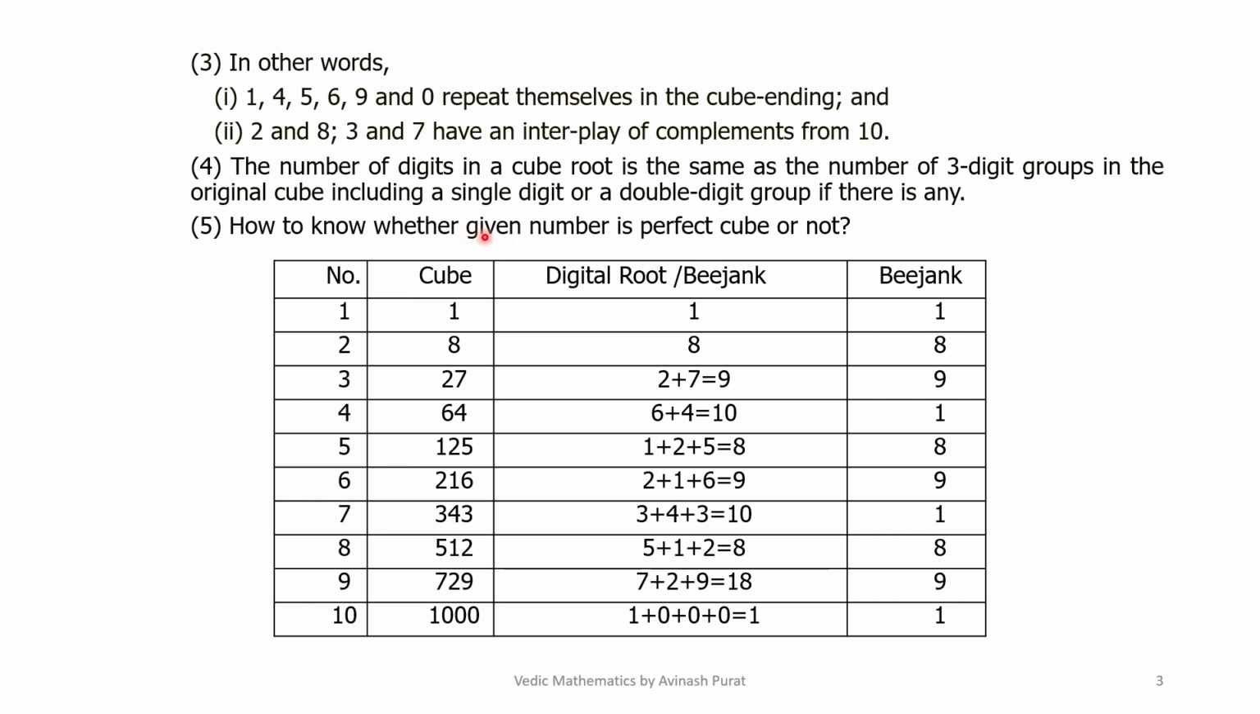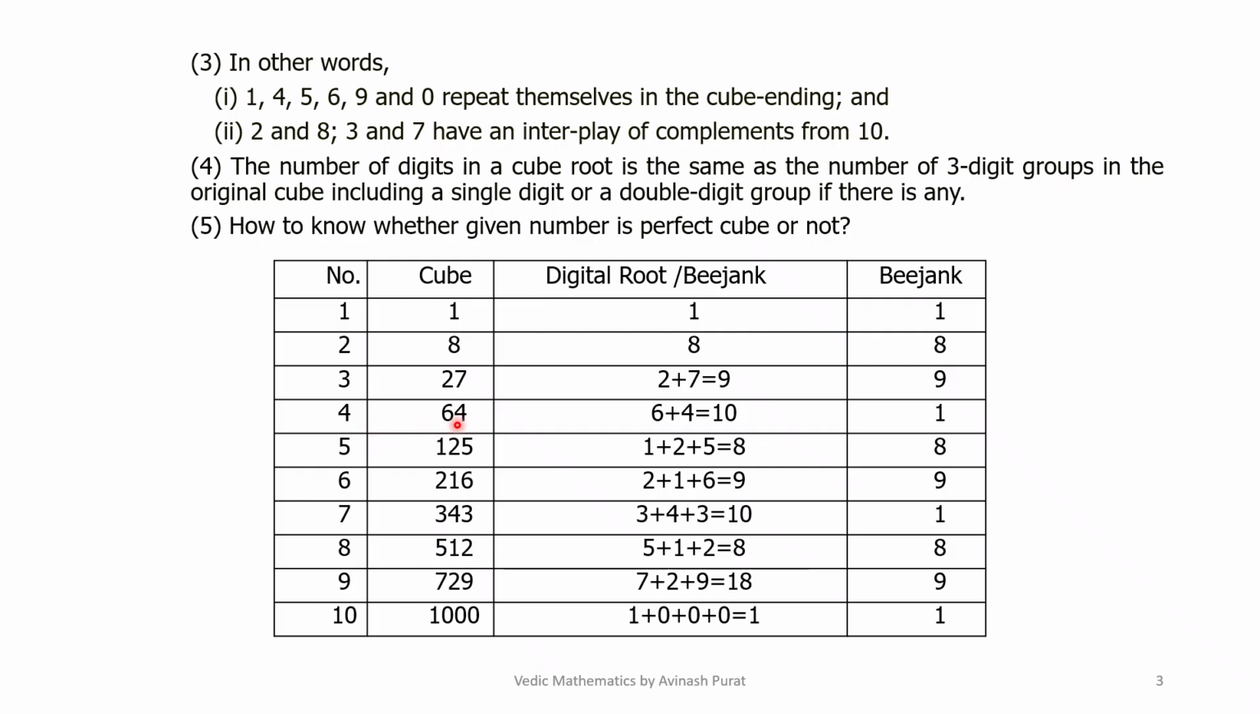How to know whether a given number is a perfect cube or not? Number 1, cube is 1, digital root or Beejank is 1. Number 2, cube is 8, digital root or Beejank is 8. Number 3, cube is 27, digital root or Beejank is 2 plus 7 equal to 9, Beejank is 9.